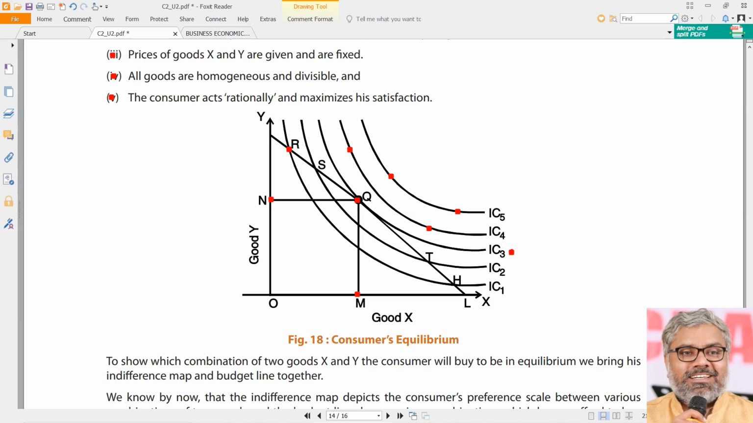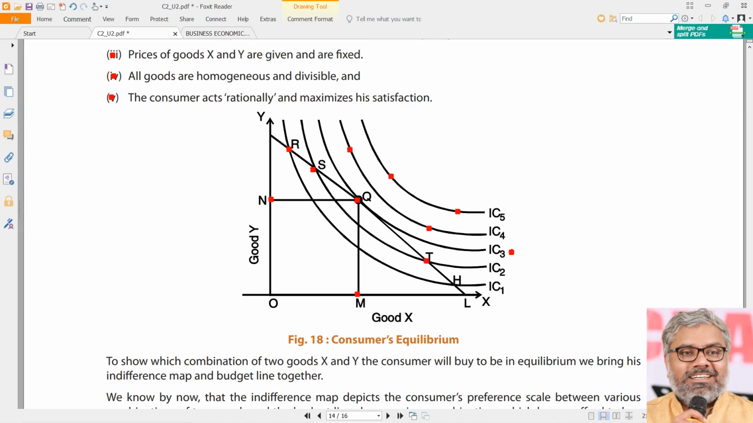So Q and R are on the same budget line. Spending is the same, but satisfaction-wise Q gives more satisfaction than R, because Q is on IC3 and R is on IC1. So naturally he will go for Q rather than R. The same logic applies to S also. That is also on the budget line. He can spend it, yes. But once again, since the satisfaction derived from S is less than Q, and the spending is the same, why should he go for S? He will go for Q. So S is also not an option.